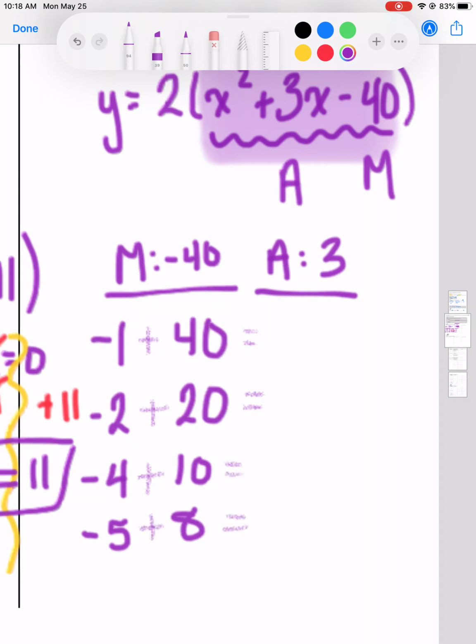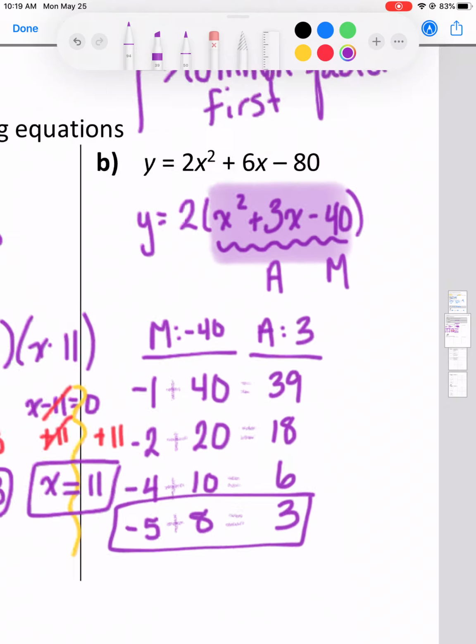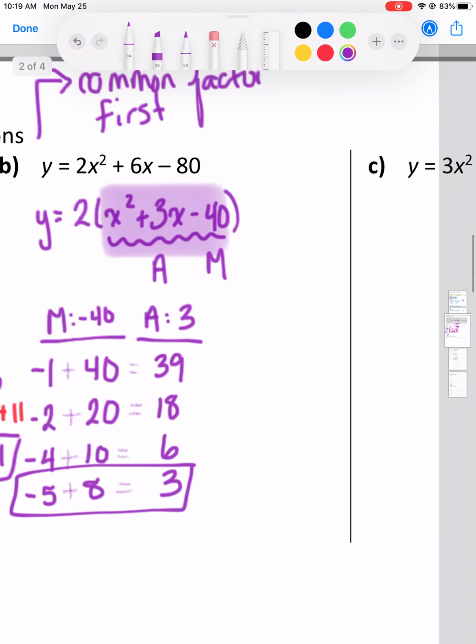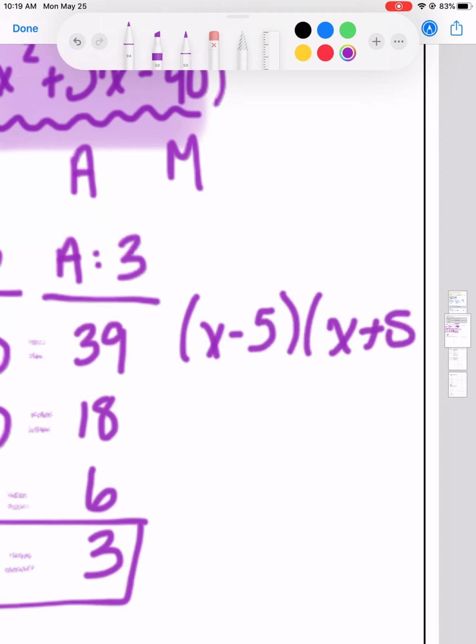Okay. Negative 1 plus 40 is 39. Negative 2 plus 20 is 18. Negative 4 plus 10 is 6. And negative 5 plus 8 is 3. So there we go. So x minus 5, x plus 8. Remember, we have to make these equal to 0.